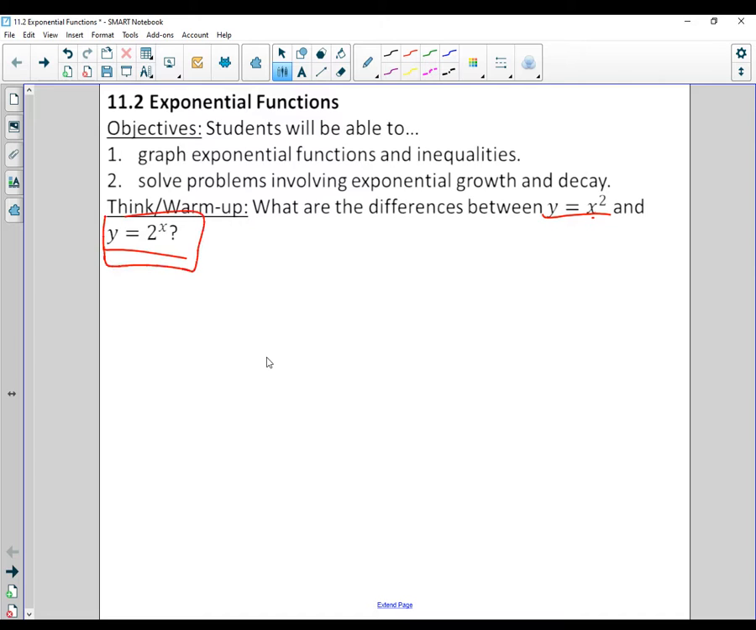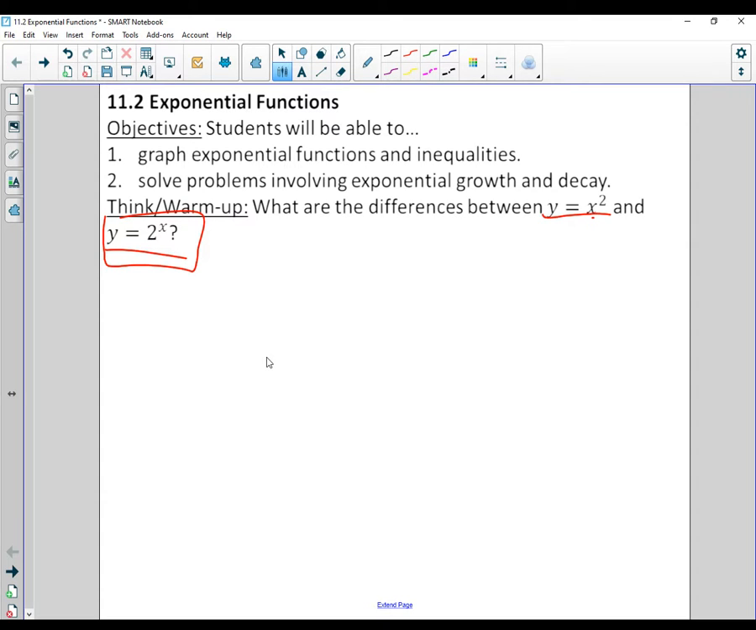This one goes up way quicker. Essentially what you're doing is doubling every time: 2, 4, 8, 16, 32, 64, 128, 256, and then 512, 1024, 2048, 4096.